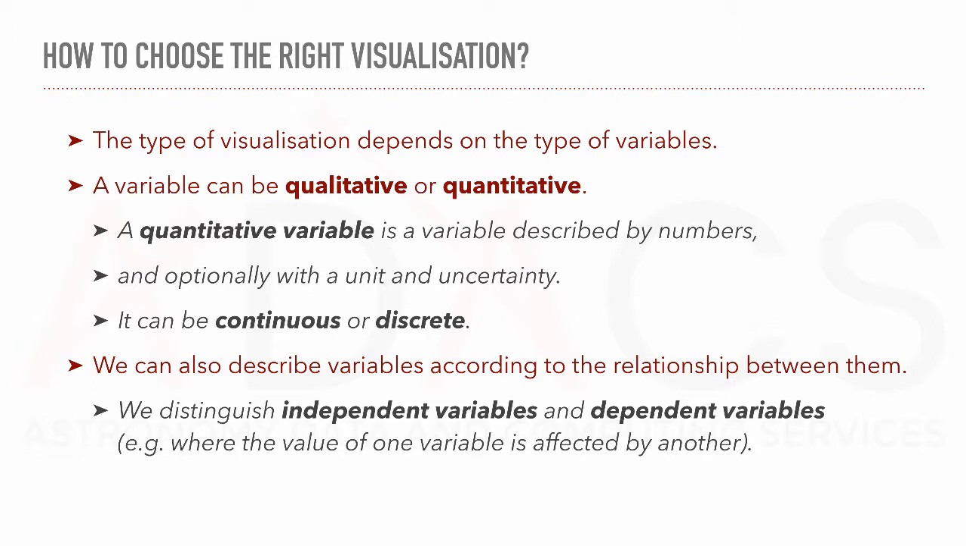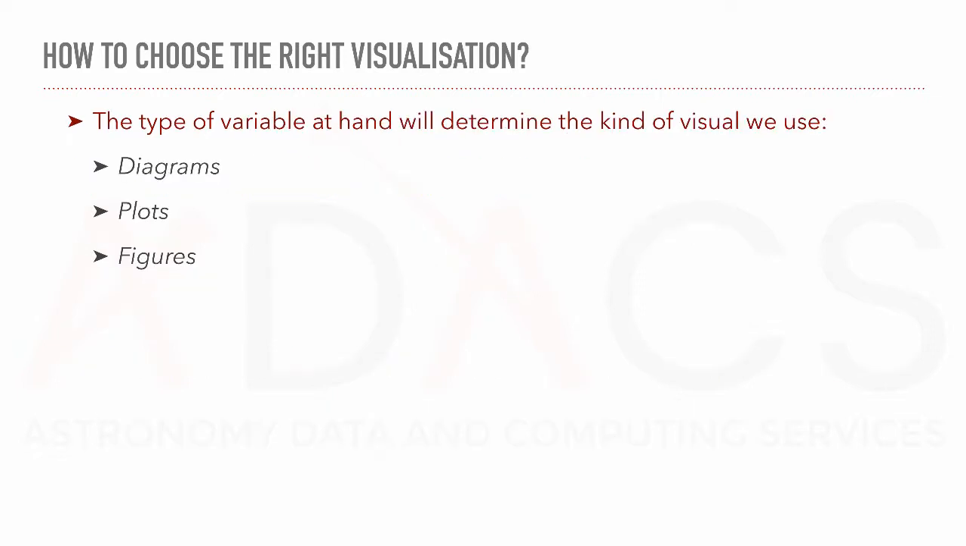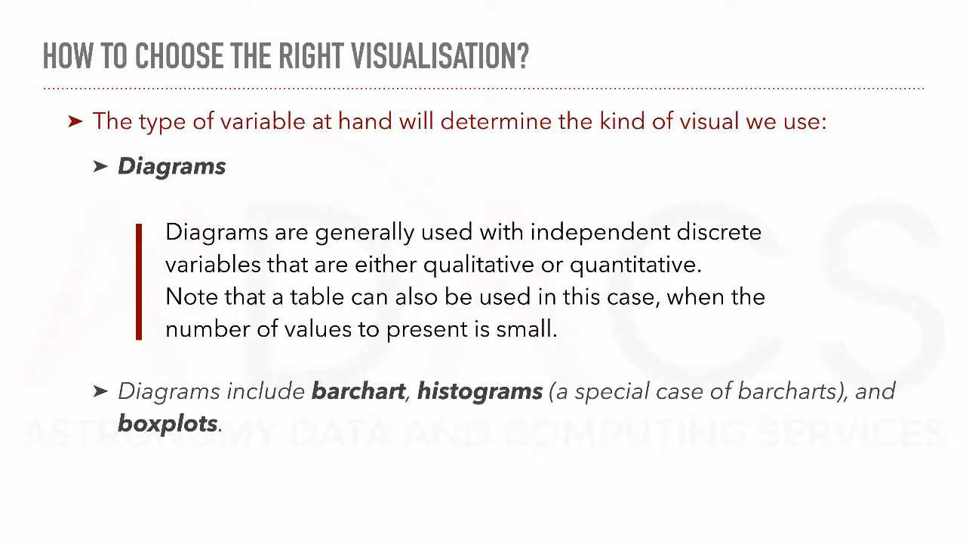We can also describe variables according to the relationship between them. We distinguish independent variables and dependent variables. For instance, where the values of one variable is affected by another. Therefore, the type of variable at hand will determine the kind of visual we use. Among those visuals, we have diagrams, plots, and figures. Diagrams are generally used with independent, discrete variables that are either qualitative or quantitative.